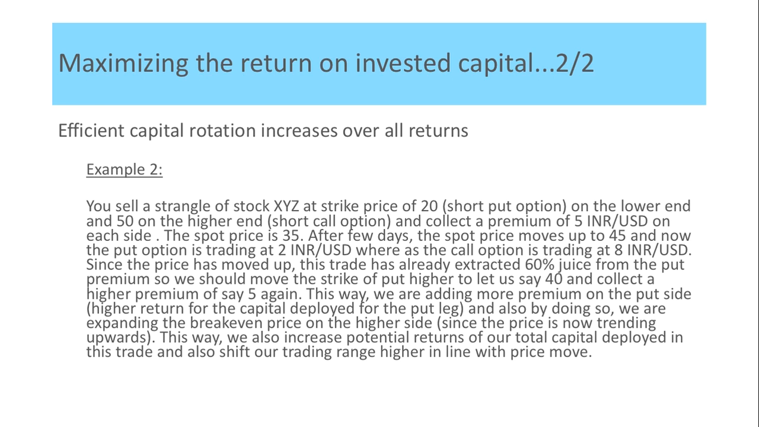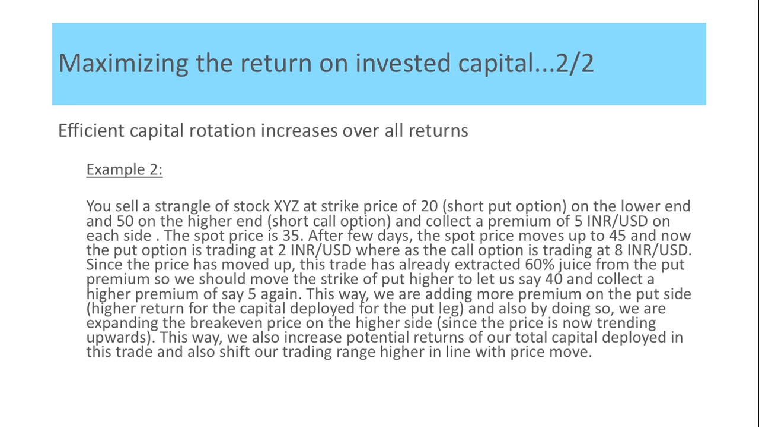Now, after a few days, let's say the spot price moves up to 45 and now your put option is trading at 2 bucks, whereas the call option is trading at 8. Since the price has moved up, this trade has already extracted about 60% of the potential maximum profit on the put side. So we should move the strike of our put option higher to, let's say, 40 and collect a higher premium of 5 again, just like we did in the previous example.